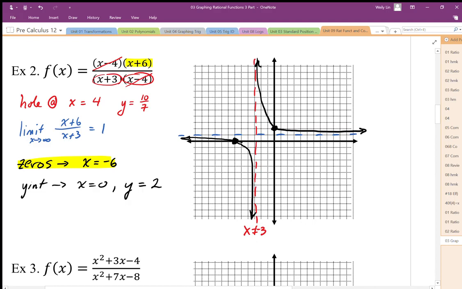I've got my asymptotes, vertical and horizontal. I've got two coordinates, my zero and my y-intercept. My zero comes from the numerator. The y-intercept comes from where I substitute x is 0. And so there's my graph.